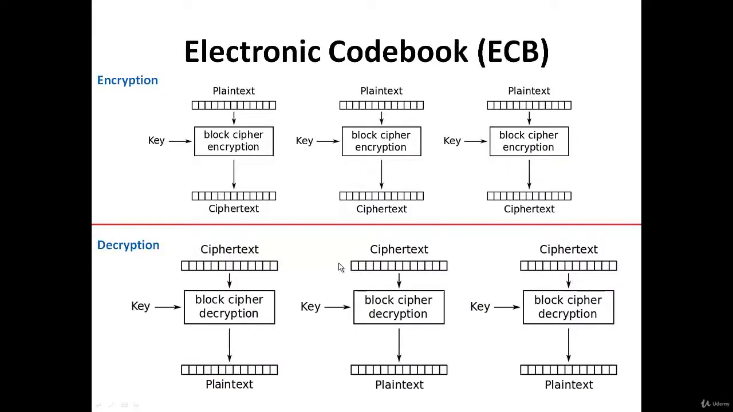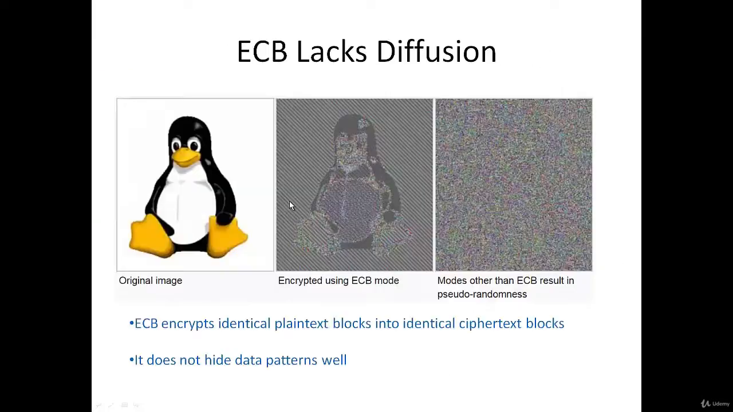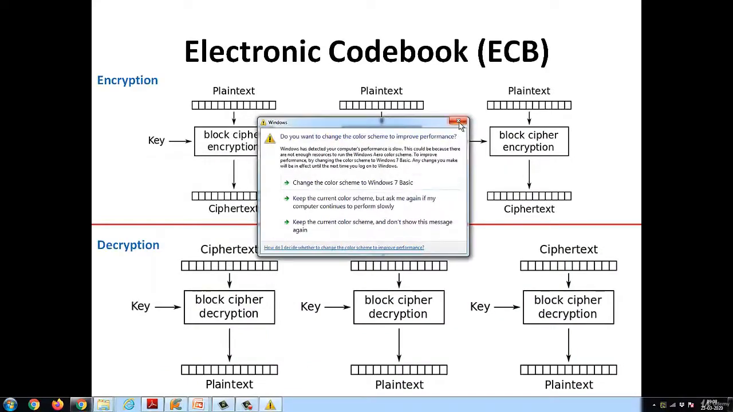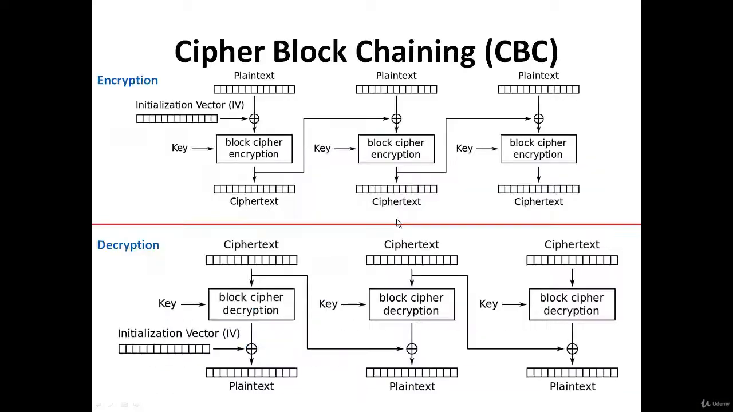Why does the pattern remain? As I have explained earlier, the same input will generate the same output because there is no chaining, which we will see in the next significant block cipher modes. So this is one kind of block cipher, but it can be made to operate in parallel. Now let's see another mode of operation, that is cipher block chaining.